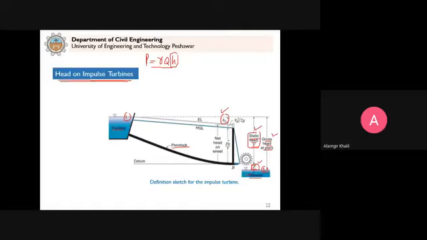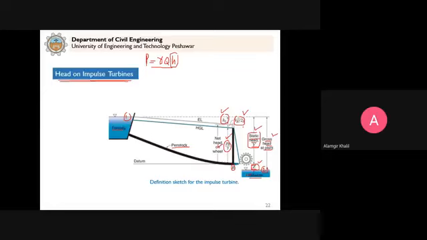So what is the head then available? It is PB by gamma plus VB square by 2g just upstream of this nozzle, because upstream of the nozzle we have the pressure head and the velocity head. After the water passes through the nozzle, this pressure head is converted into velocity head, because the water strikes the vanes or the blades only with kinetic energy. That's why we take the base of the nozzle. We consider the point upstream of this, so we can consider PB by gamma and VB square by 2g.